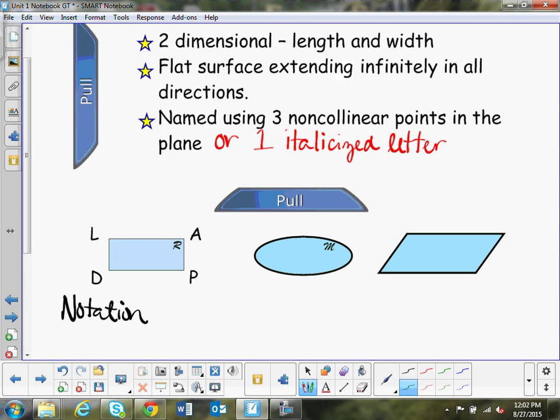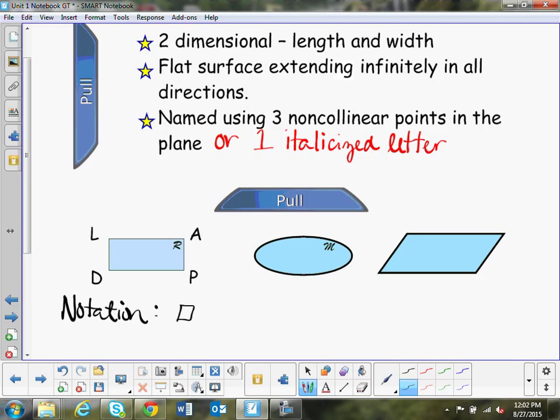Notation means how you name it. So the way you name it, I'm just going to do the first one. You start off with a little symbol with a four-sided shape, like a parallelogram. That's how it looks. Why they did that, I don't know. That's just the way they wanted to draw.